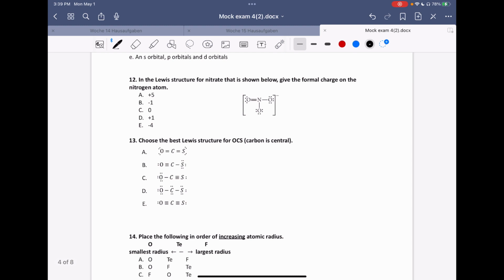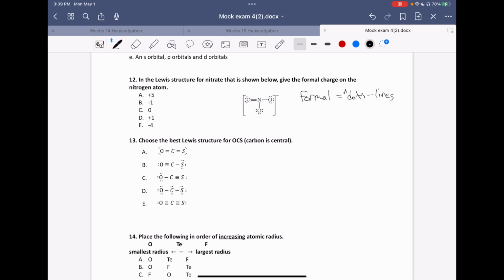Okay. In the Lewis structure for nitrate that is shown below, give the formal charge on the nitrogen atom. So for formal charges, this is what we use to tell which resonance structure is the most likely to occur in nature. And then we remember that the formal charge is equal to dots minus lines.